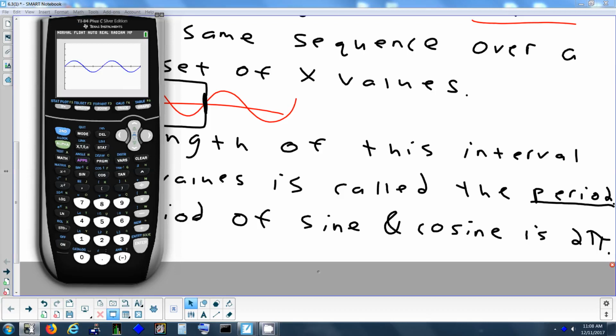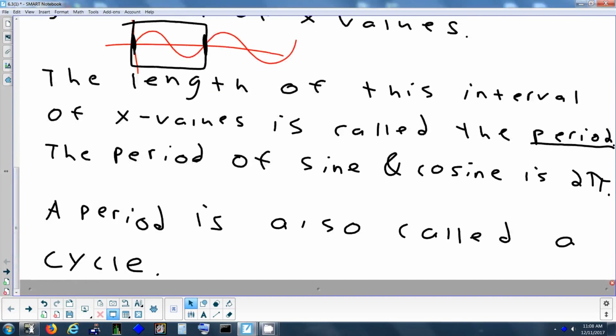Okay. When we sketch it by hand on paper, we're just going to sketch one section. Because we know if we can sketch one section, it just goes on forever, copies of that one section over and over. Okay. But that one section, that's called the period. Another name for the period is called a cycle, one cycle of the graph.